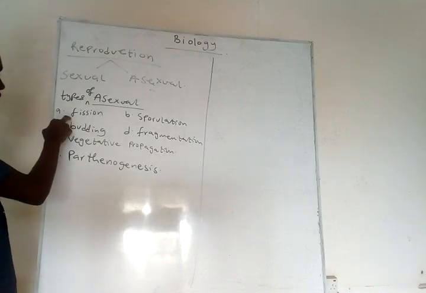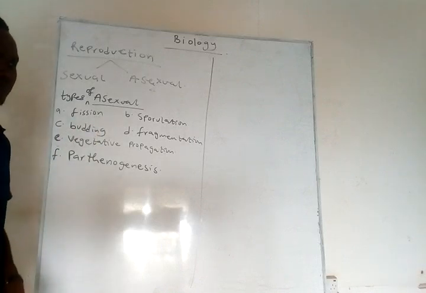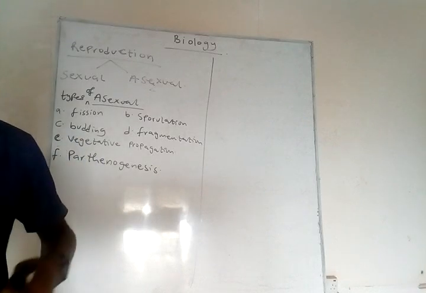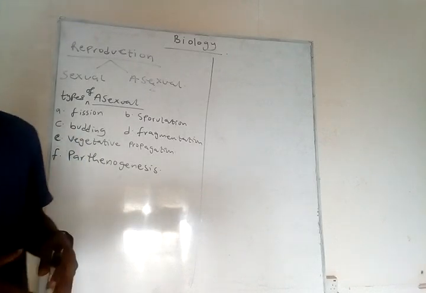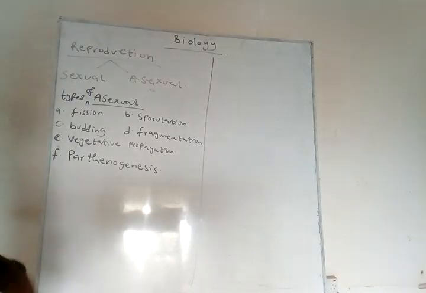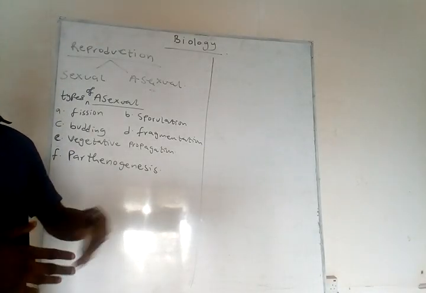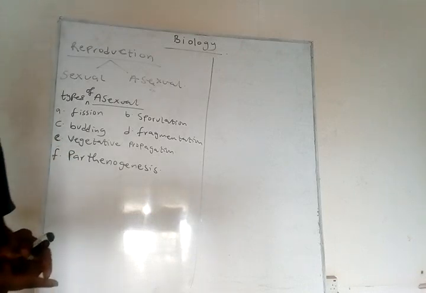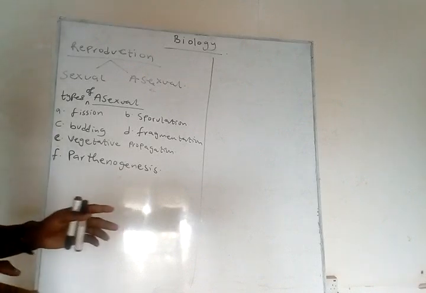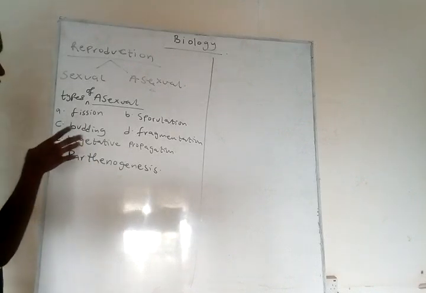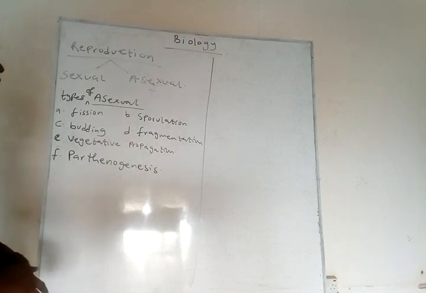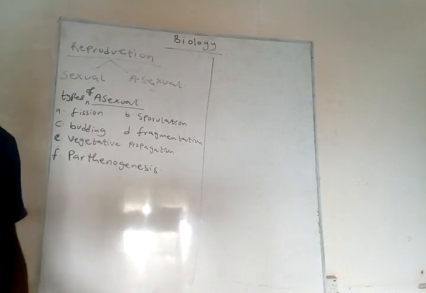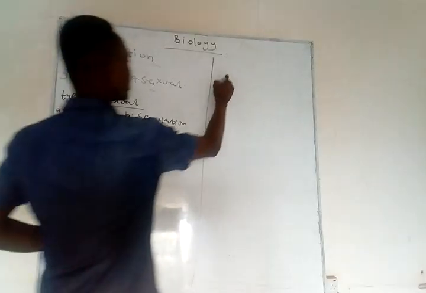Now, let's look at something. We are going to talk about fission first. Fission is sometimes referred to as binary fission. This binary fission mostly occurs in unicellular organisms, organisms that possess only one cell. That is the kind of organisms that undergo binary fission. Over here, the cell or the organism will divide mitotically.